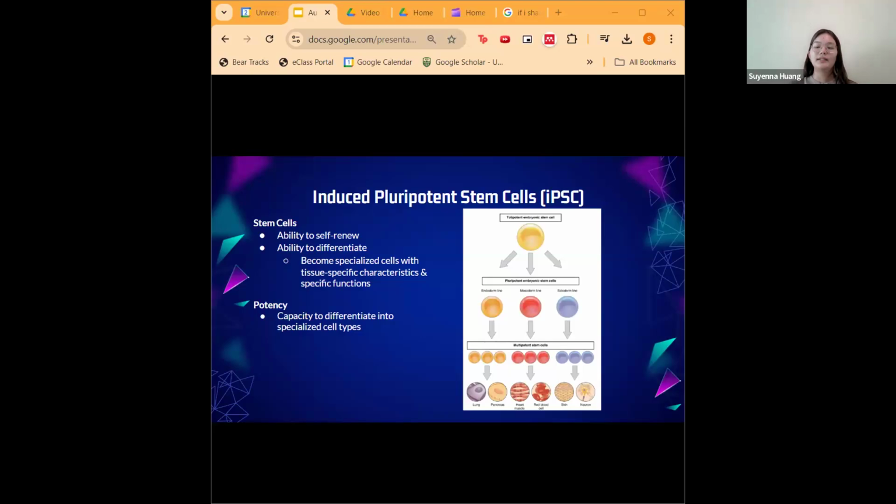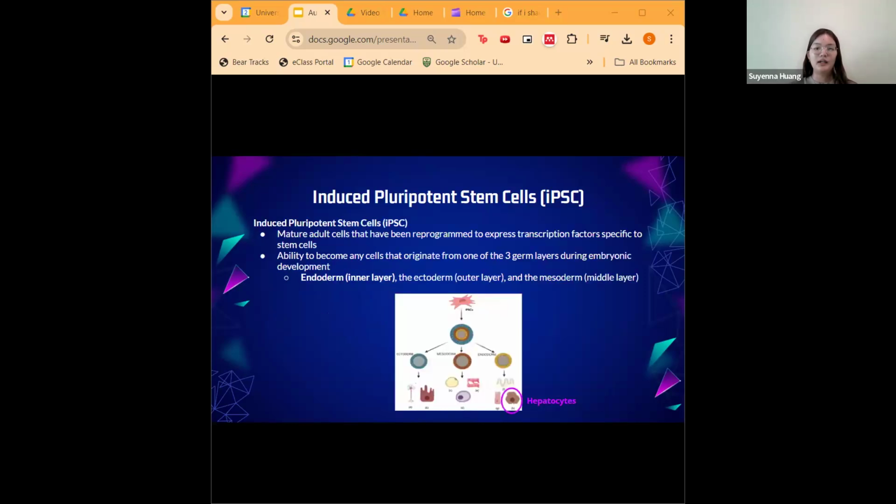If you go down a level or become slightly more differentiated, slightly more specialized, you reach the pluripotency level. I'll talk a bit more about that in the next slide. And if you go even further down a level, you become multipotent. And these cells, the multipotent cells, are usually now more specialized into a specific organ or tissue type. And it can become multiple different cell types of that particular organ or tissue, but not necessarily become a cell type of a different organ or tissue.